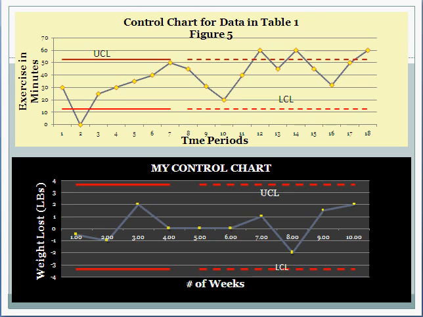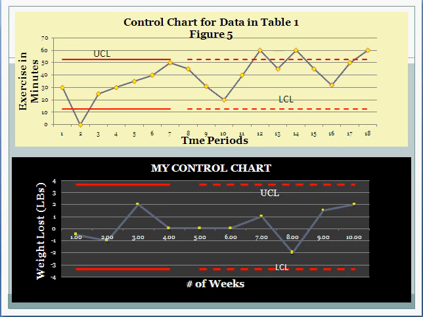Here is the first set of data. I had to compare my control chart with figure 5, the control chart that was made available to me. And if you look in here, you'll be able to see that the upper control limit as well as lower control limit in both the charts are represented by red lines. The pre-intervention phase would be in the form of a solid line, whereas the dashed line represents post-intervention phase.